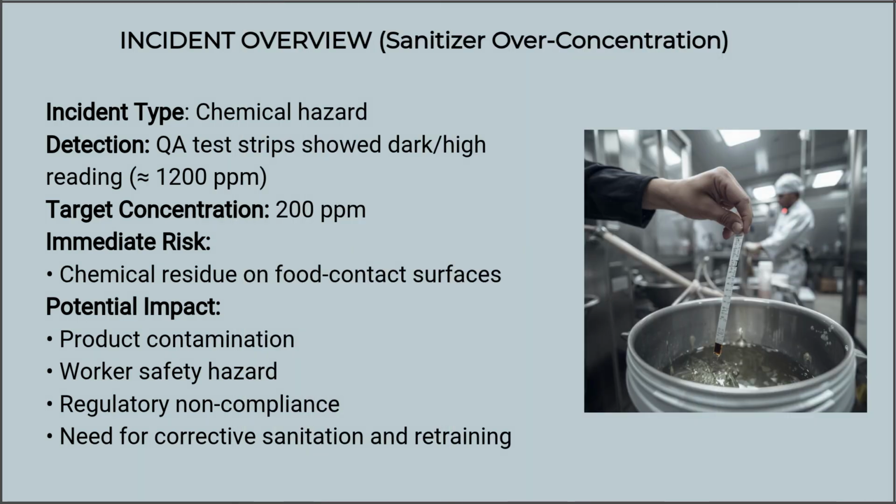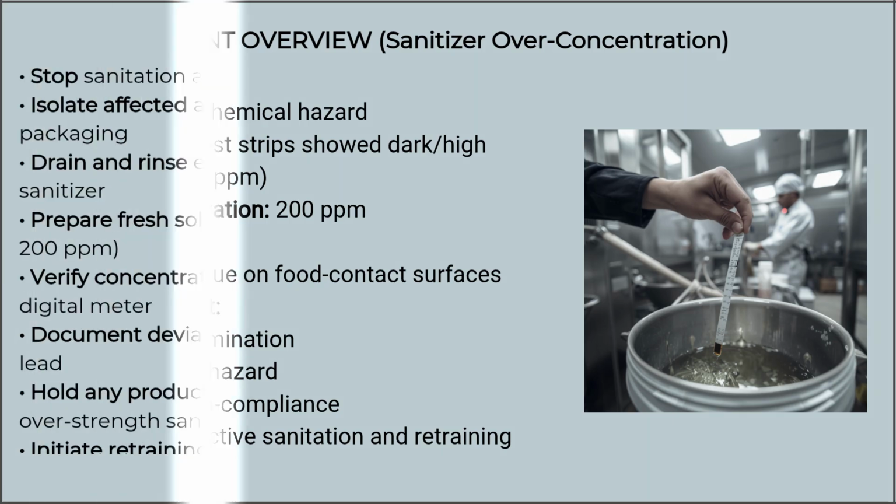For our next incident, we're reviewing a chemical hazard incident involving sanitizer overconcentration. During routine verification, the QA technician found sanitizer levels at 1200 ppm instead of the 200 ppm target. This excessive concentration created a risk of chemical residue on food contact surfaces and potential product contamination. Such incidents highlight the importance of proper dilution systems, daily verification, and staff training to ensure sanitizer strength remains within safe limits.